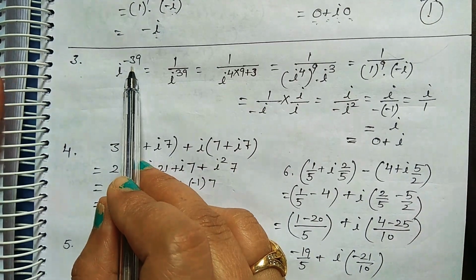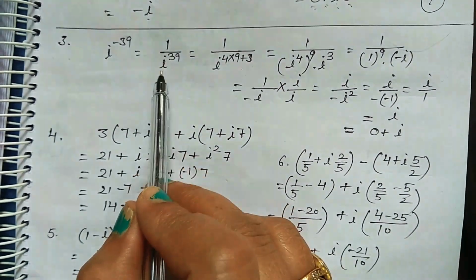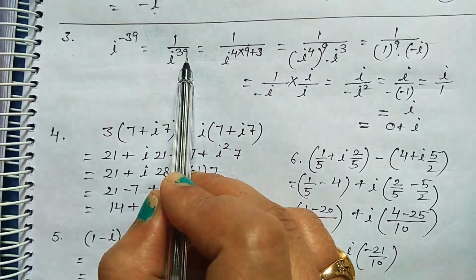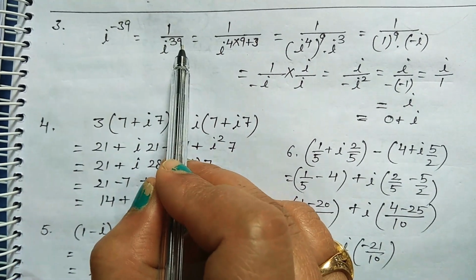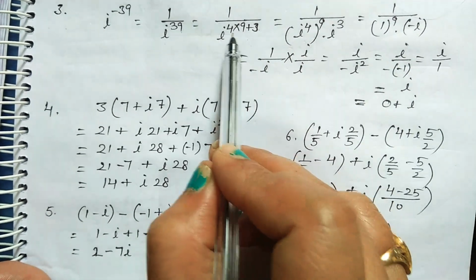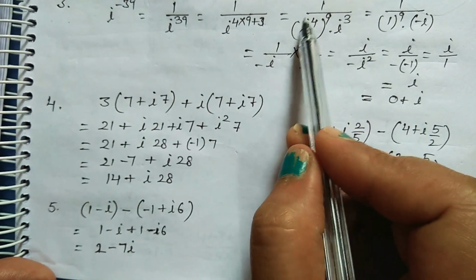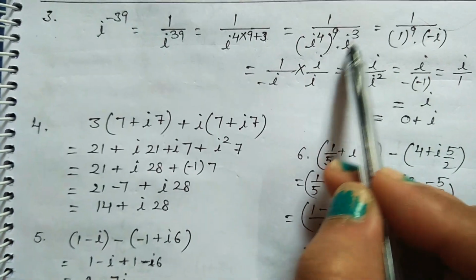Now come to the third part. This is iota power minus 39. So we can write 1 upon iota power 39. And 39 is a multiple of 4 plus 3: 4 into 9 plus 3. 4 nines are 36, 36 plus 3 is 39. So we can write iota power 4 whole power 9 into iota cube.